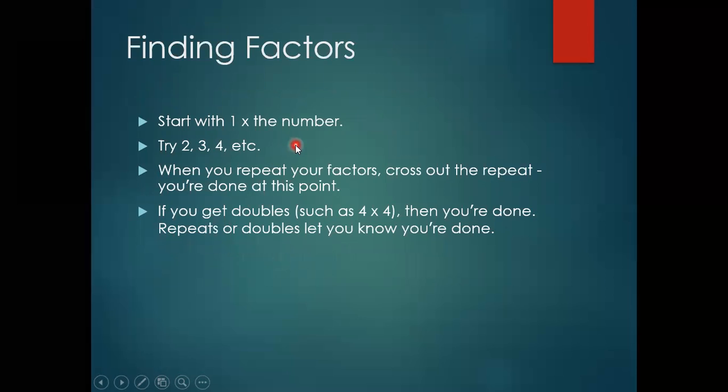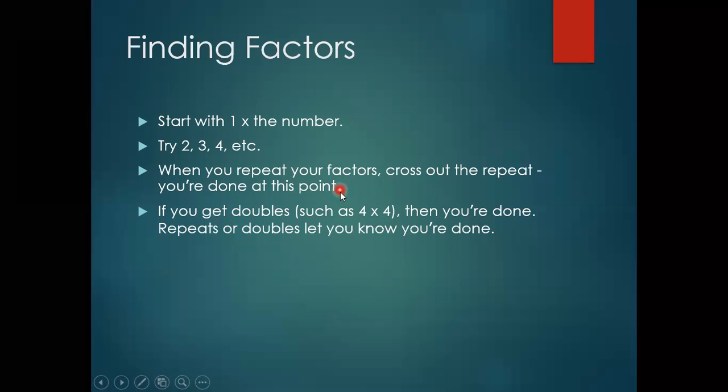So how to find the factors? Start with 1, multiply that numbers. Next try with 2, 3, 4, etc. When you repeat your factors, cross out the repeat and you are done at this point. If we are getting a repeat, stop at that point.